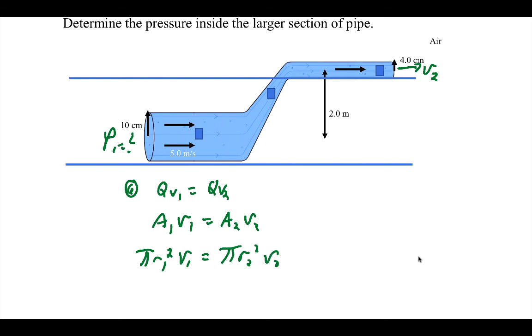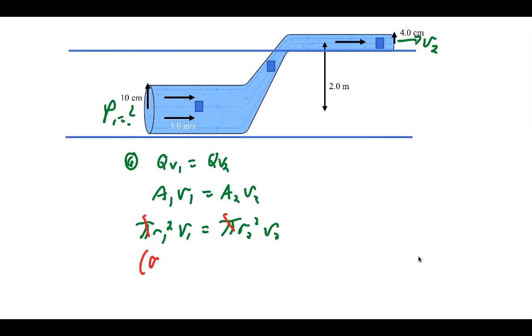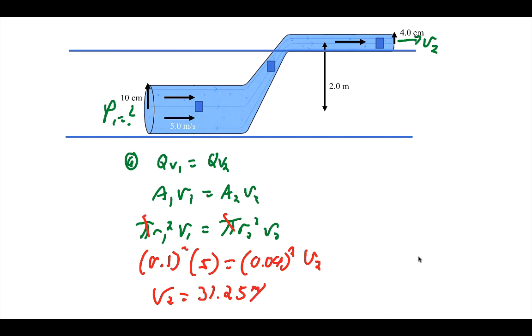Now again, this is one of the reasons I like to set this up. This actually lets me cancel pi out. Whenever I can cancel things, I want to do that. The first radius, 10 centimeters, 0.1 meters, and a speed of 5 meters per second. The second radius, 4 centimeters, 0.04 meters, times a new velocity. Gives a velocity of 31.25 meters per second. Obviously a much, much larger velocity. So that's how I can figure out how fast it's going here at location 2.